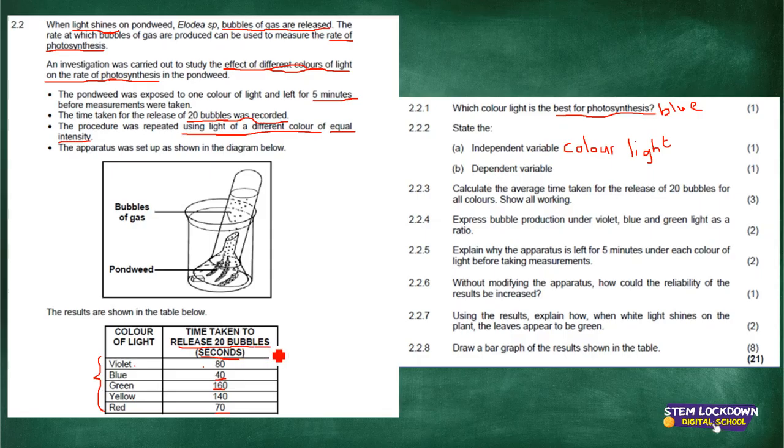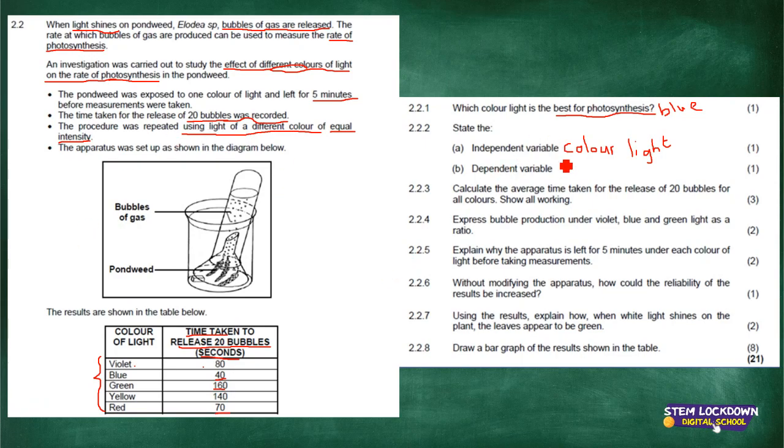And remember, guys, here we're dealing with the time taken to release 20 bubbles. When we are shining the green light on the pondweed, we can't assume that the green light is going to release 20 bubbles in 50 seconds or 20 seconds. We don't know. That is what we are measuring. So the dependent variable is the time taken.